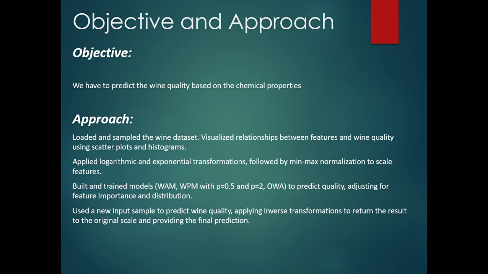The objective is to predict the wine quality based on chemical properties, and we have loaded and sampled the wine dataset, visualized the relationship between the features and the wine quality using scatter plots and histograms, then applied logarithmic and exponential transformations, and that was followed by min-max normalization. And then we build and train models like WAM, WPM with different powers of 0.5 and 2, and OWA.